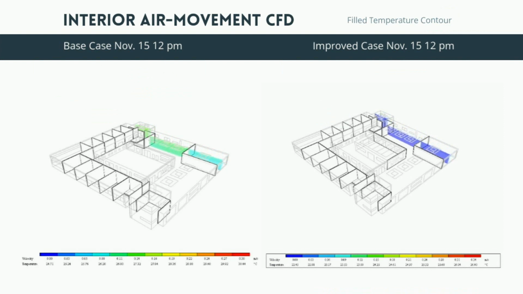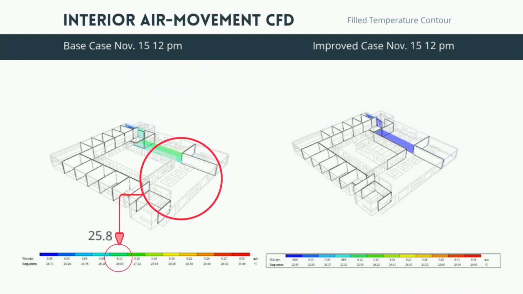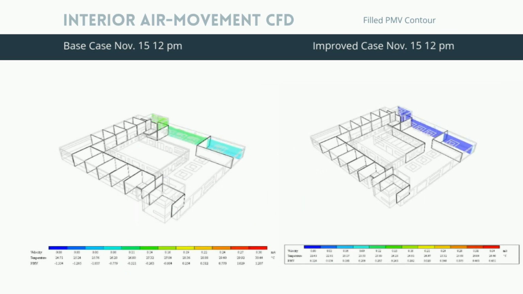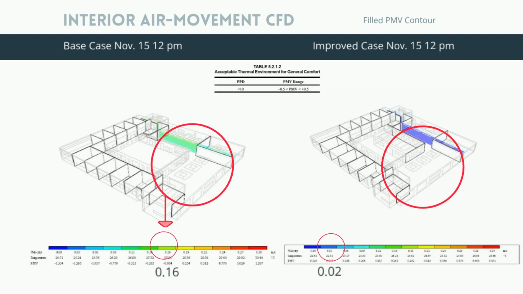Looking at CFD analysis, the improved case library temperature is 15% less than that of the base case, and it falls more squarely within the comfortable thermal range. As for the predicted mean vote analysis, comparing both cases, we had a value closer to the neutral zero of predicted mean vote in the improved case.